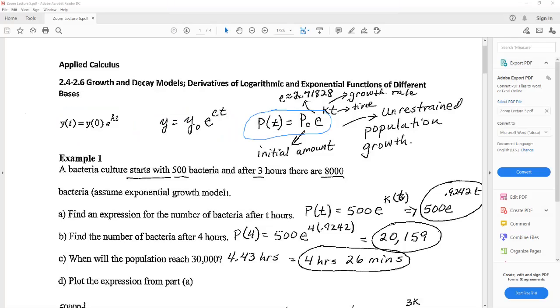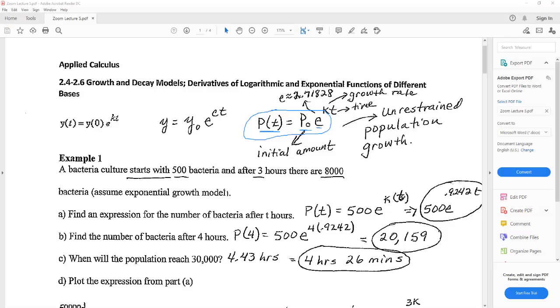And the P of t represents the population at any time. And the population at any time, if it's growing or decaying, is really based on an initial amount. And then we have this letter here, which is technically a number. It's like pi. We know that pi is a Greek letter that represents approximately 3.14. Well, e is approximately 2.71828. And it is a natural growth rate or a natural decay rate.